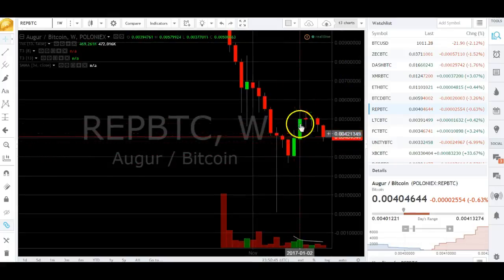Looks like a 2-bar reversal here. Pop. Came back into support. So it's at support right now. See if it'll hold.